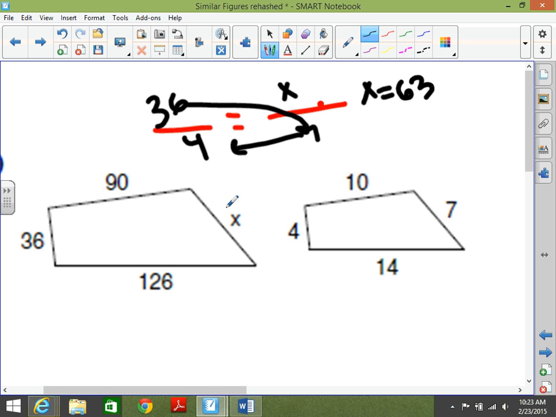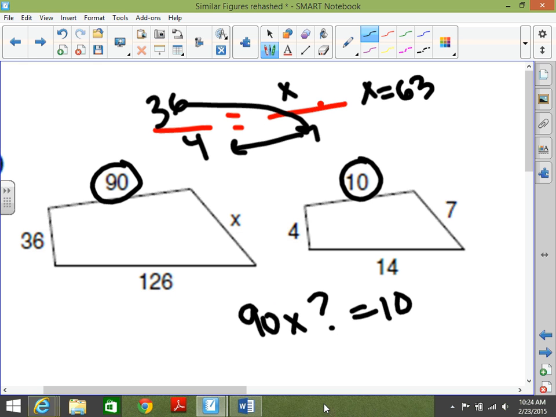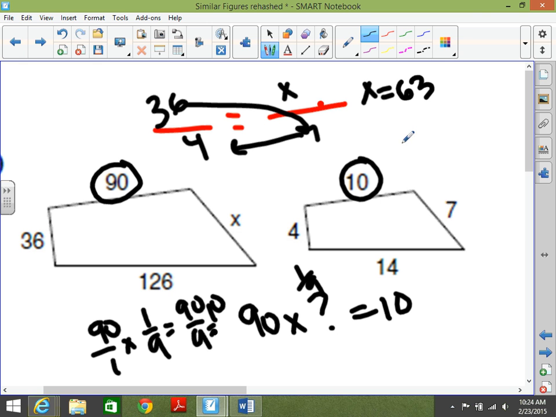This was another one because it went from big to little. So let's use these 2 numbers right here. These are real easy. 90 times what will give us 10? What'd you say, Mariella? Mariella said 1/9 equals 90 over 9, which is 10. You're correct. So the scale factor is 1/9 for that one.